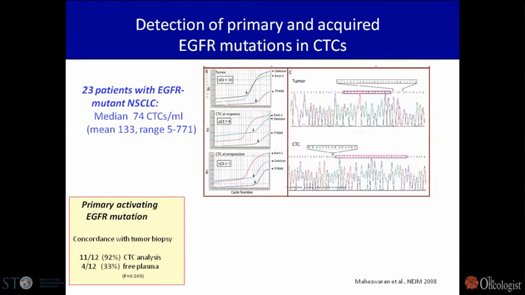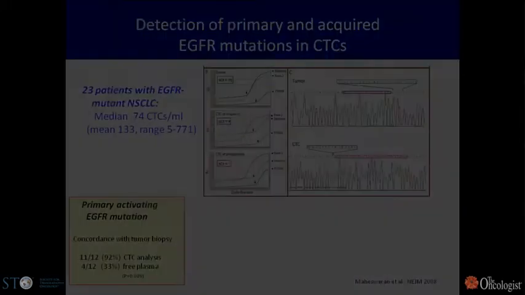But in 12 cases, for 11 of them, we could identify the correct mutation that was known from the tumor in the blood. And the only case that we missed was a case where the mutation was actually not represented in the DXS kit that we were using. So again, we could not possibly have detected that. In our hands, that was significantly more effective than just doing free plasma DNA. But again, both technologies are developing quite quickly.